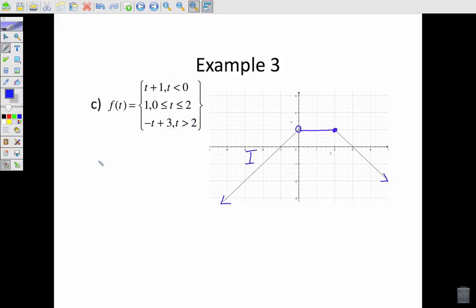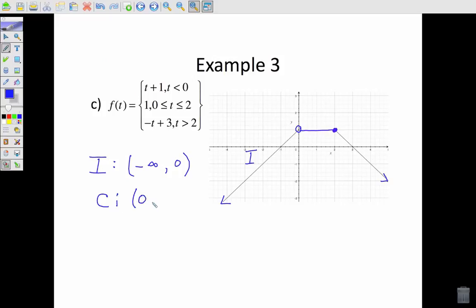And let's look at, where is it increasing? Well, here's increasing. Okay, so from -infinity all the way to 0, increasing. We don't ever use brackets at infinity. It doesn't include 0. It's just going up to that point.